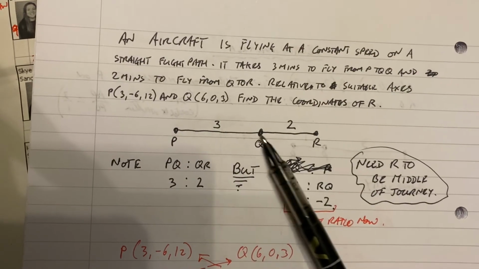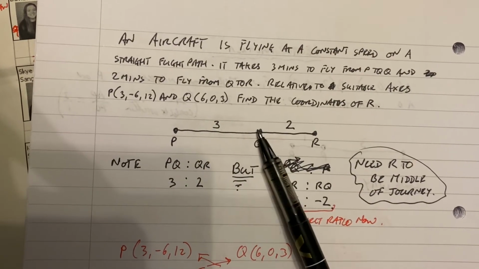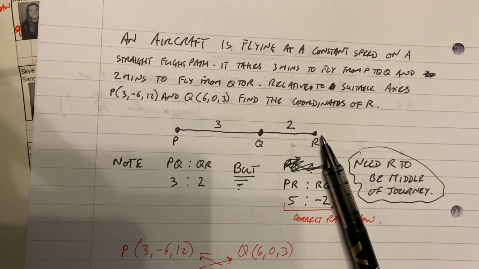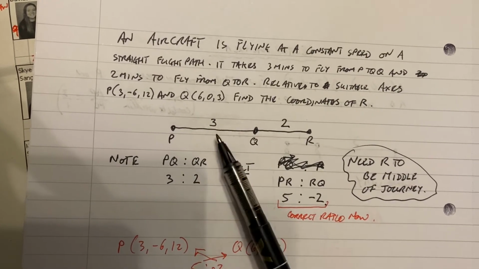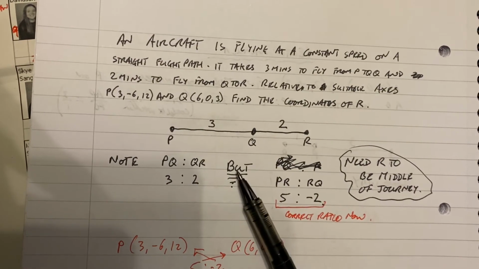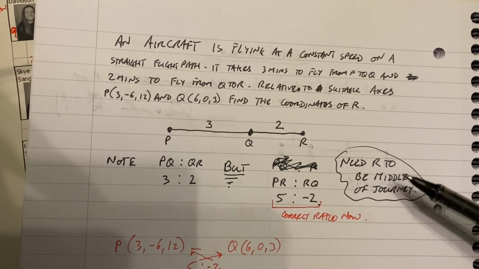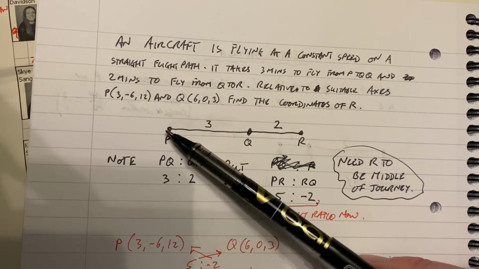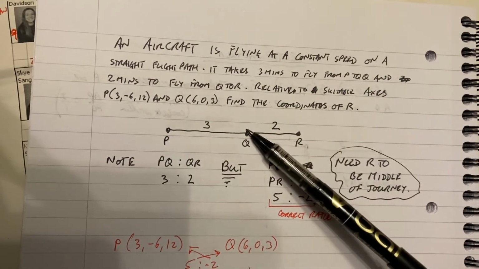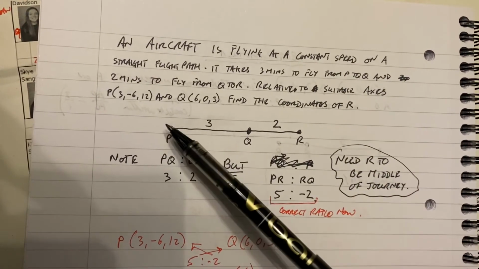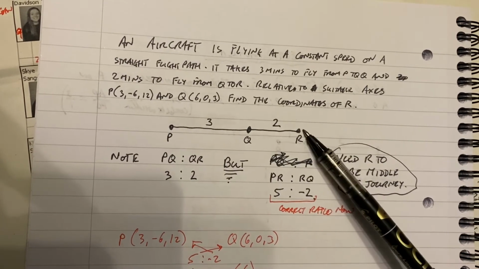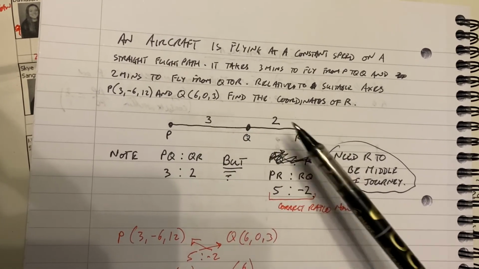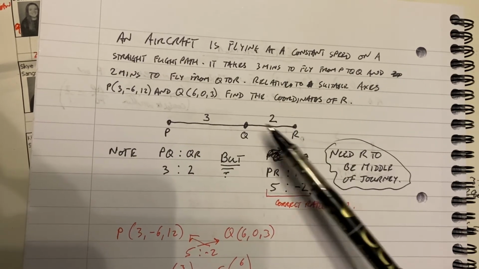So again, we do our wee diagram. This one's 3 compared to this length of 2. So we know that PQ to QR is 3 to 2, but we need R to be the middle of our journey. In the last one we went P to the middle to the end. So we need to go to the middle to the end. So our journey is P to R, then R to Q.